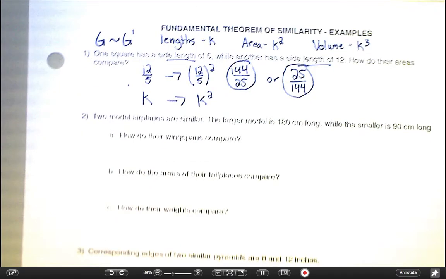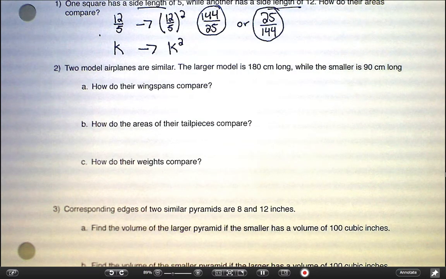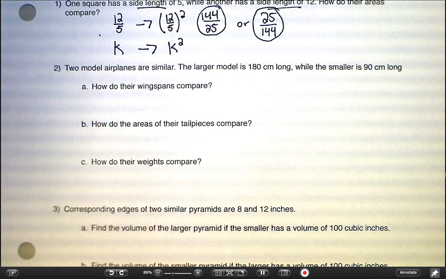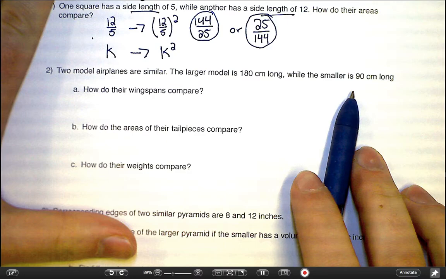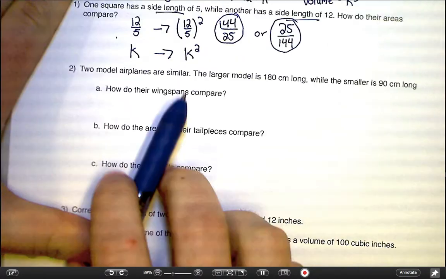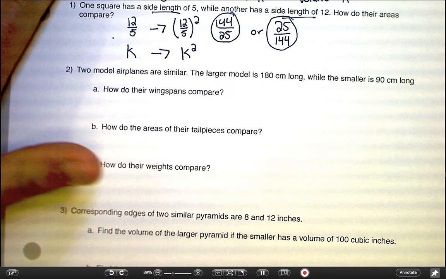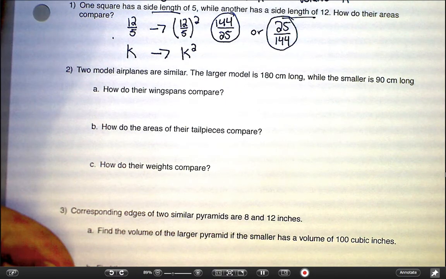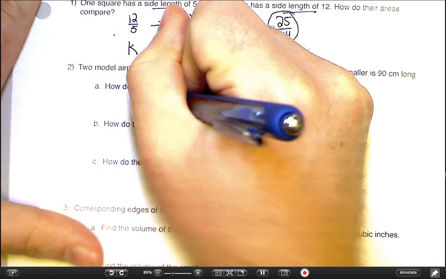Okay, number 2, we're going to start with two similar airplanes. So these are models of airplanes, not actual airplanes, so they're both relatively small. But the larger model of the two is going to be 180 centimeters long. The smaller one is going to be 90 centimeters long. So there's going to be our comparison that we're going to use. We want to know how their wingspans compare. So wingspan on an airplane is kind of tip of the wing to tip of the wing. So that is just a straight line measurement, which is just a regular length. So this is going to be based on just a regular k value.